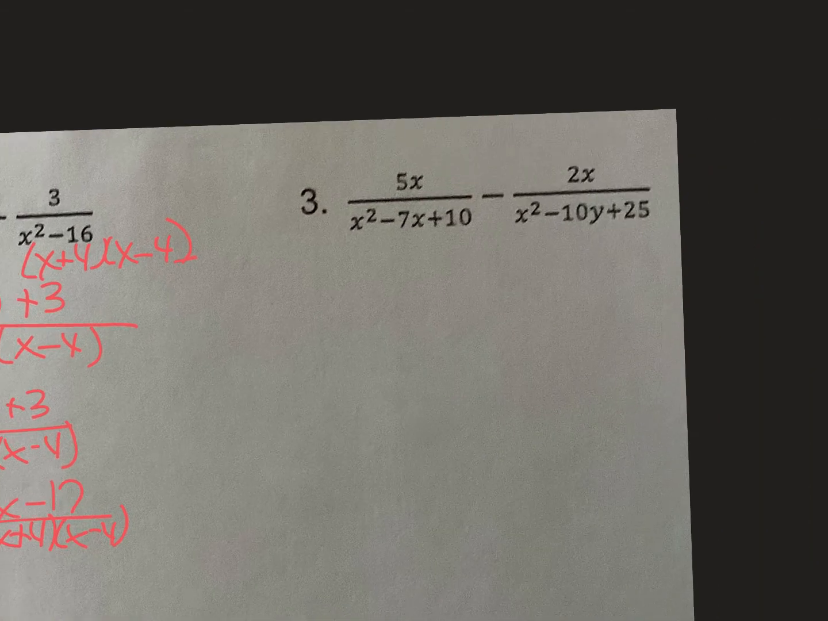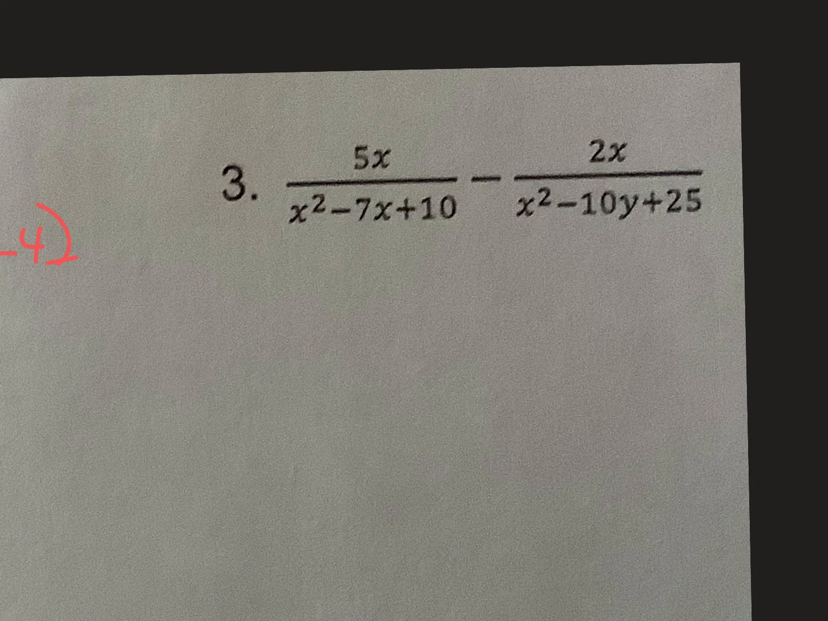All right, number 3, same deal. Factor your denominators. So I'm going to have x minus 5, x minus 2 for the first one. The second one, I'm going to have an x. That should be an x, by the way, in the middle. x minus 5, x minus 5. I'm going to write that x minus 5 squared.